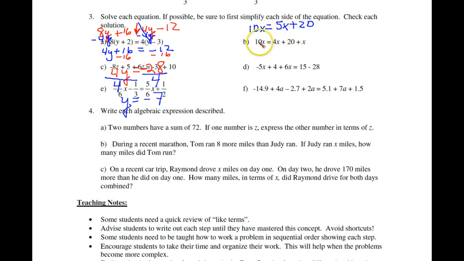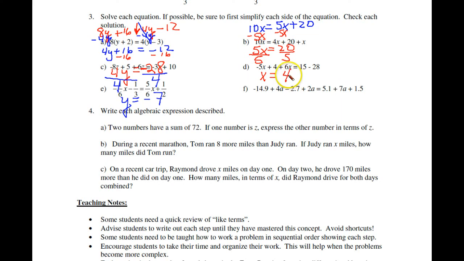I want to get all my x's on one side, so I will subtract 5x here and 5x there. This will leave me with 5x equals 20. Now what do I do to get the x all by itself? I will divide by the numerical coefficient, and I get x equals 4.